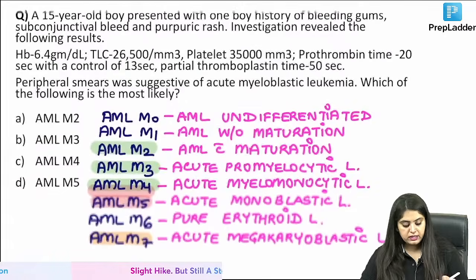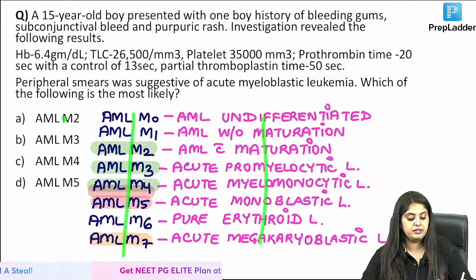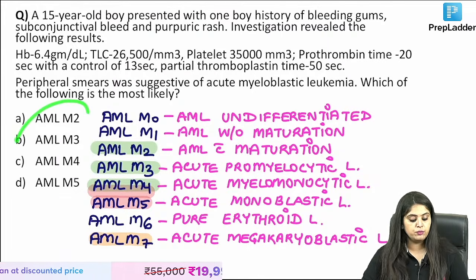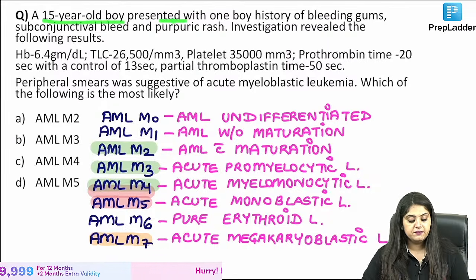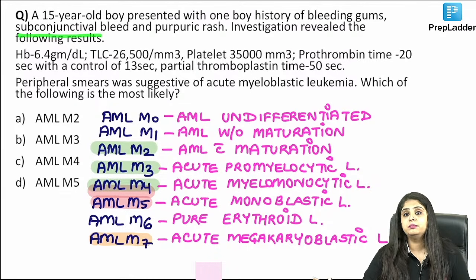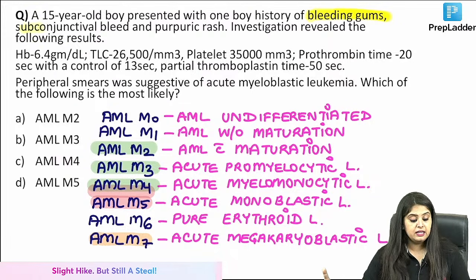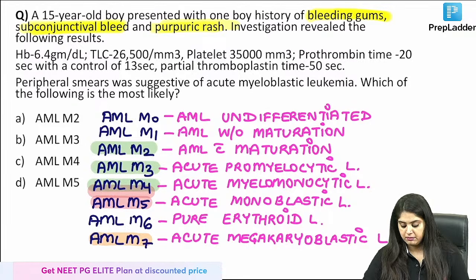These are all the AMLs that I have written for you. I have been kind enough, written their names, written their options. You have to select which AML I am talking about, because options are all to do with AMLs. Starting with a 15-year-old boy with one history of bleeding gums, and be very cautious, don't be in any hurry. Bleeding gums, subconjunctival bleed and purpuric rash. हर जगह blood जा रहा है.